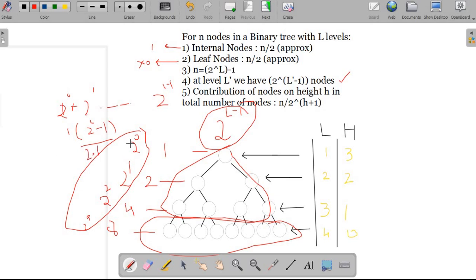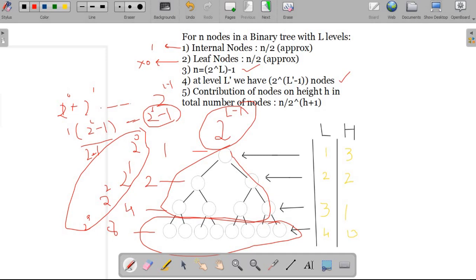Now this I have written using the formula for a finite GP series with the common ratio greater than 1. Using this we simply get that the total number of nodes in a binary tree with L levels is 2 to the power L minus 1. These are the maximum number of nodes that a binary tree with L levels can have. So this is point 3.